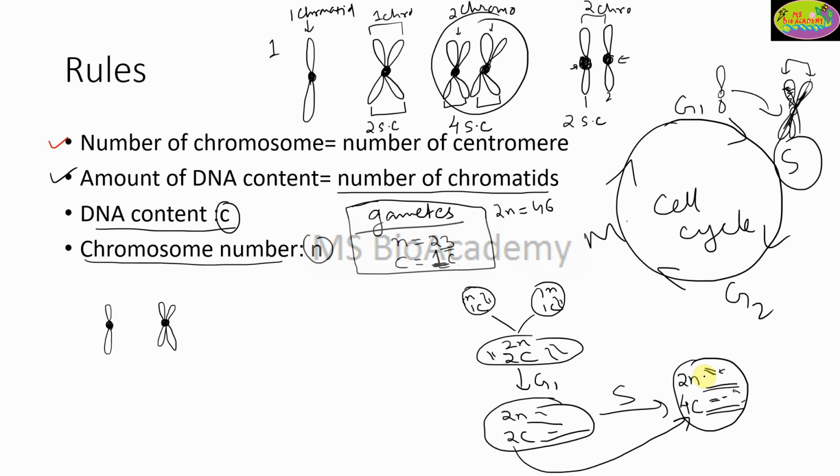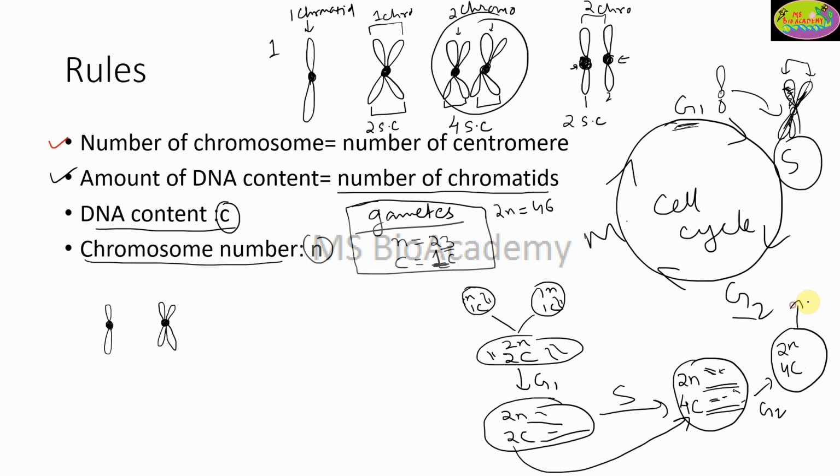That is how you can find out how the DNA content and the chromosome number keep changing. Similarly, let's go for the G2 phase. In the G2 phase it will remain the same, because nothing happens to the DNA content or chromosome number, it is just a growth phase, right? G2 and G1 are just growth phases, so there is no change in the chromosome number or DNA content. Only in the S phase does the DNA content get doubled. Since in the S phase the DNA content was 4C and the chromosome number was 2N, here also 2N and 4C will remain.